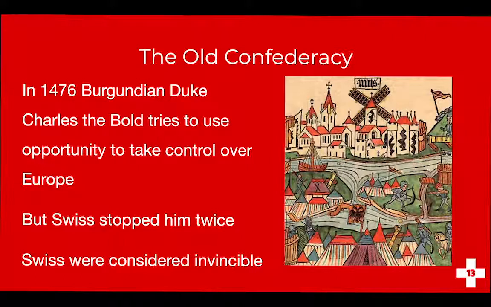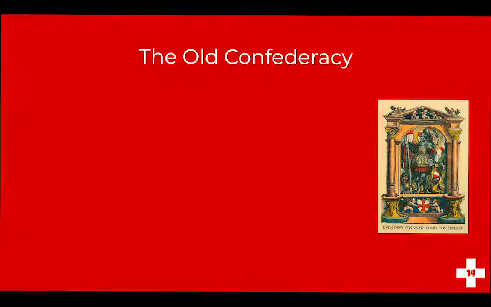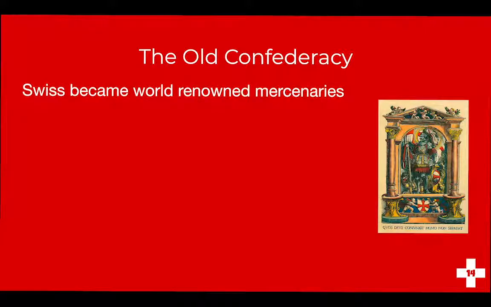These small mountain tribes essentially fought off this giant threat to all of Europe. And so after this, the Swiss basically became world-renowned mercenaries. And they were such good mercenaries that even the Pope wanted in. This is actually the origin of the Papal Swiss Guard, which was founded in 1505.